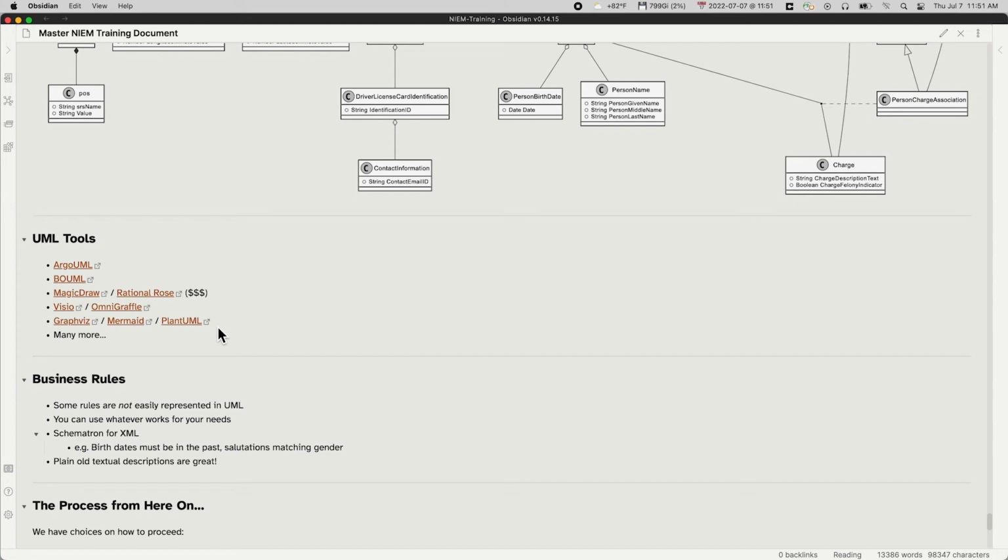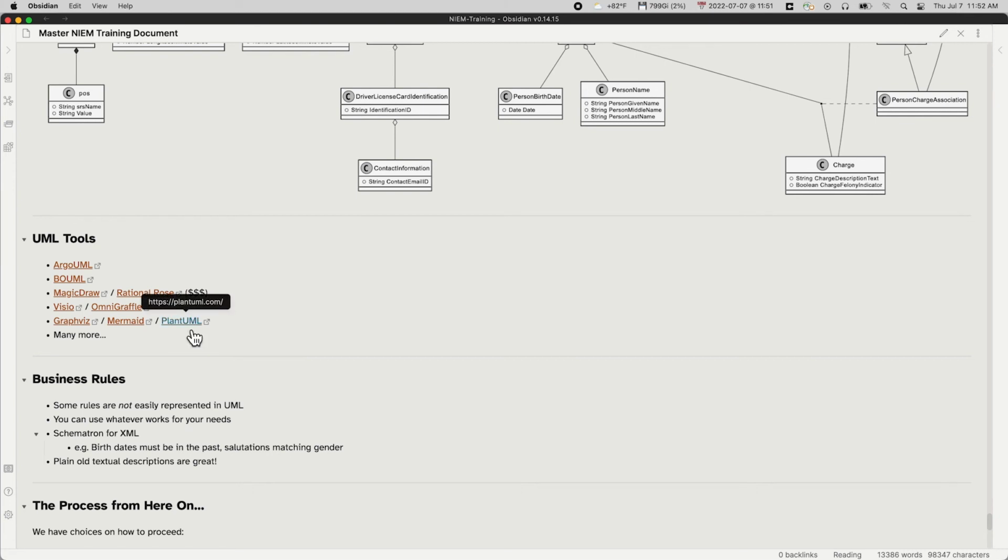So try them out. Those are all free. GraphViz, Mermaid, and PlantUML are all free. Mermaid also is very good in its primary purpose for embedding diagrams in web pages. It uses JavaScript. So these are all really great tools, but pick the one that works for you. If you like drawing the diagrams by hand, start with ArgoUML. If you got money to burn, start with MagicDraw and Rational Rose. If you really like writing a textual description of a diagram, I'd start with PlantUML for NIEM work.